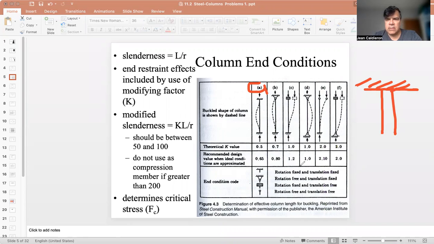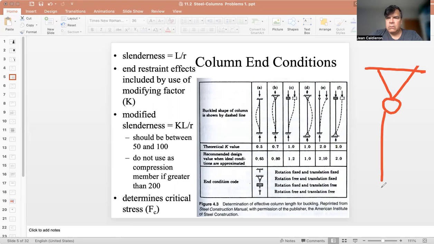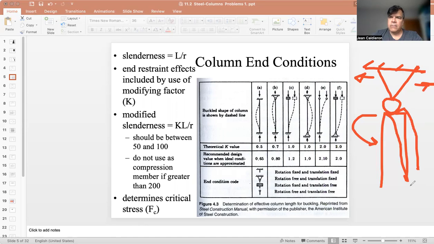The second possibility is that you have a column that is rotation free and translation fixed. What that means is the column is attached, and normally what happens is, this is the same as writing pin, to an element that usually is a rectangle with a circle. This column cannot move to the left or to the right, but it is able to rotate. And if the column rotates, it could start doing things like this. It will move something like that. You see? That is the type of end condition number 2.